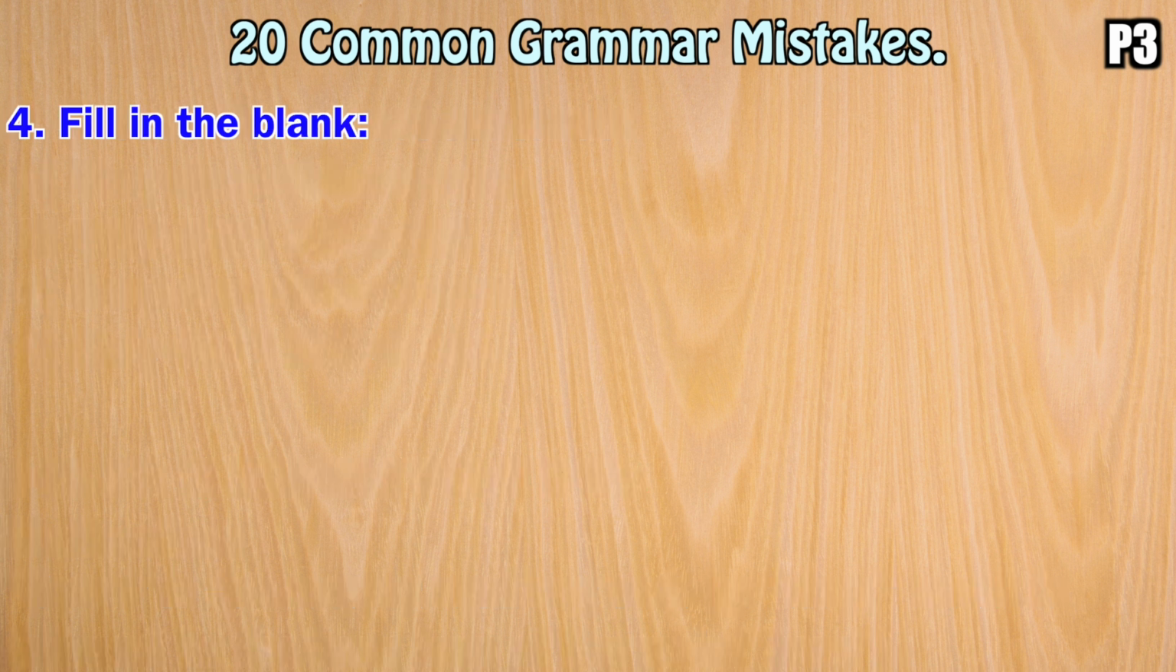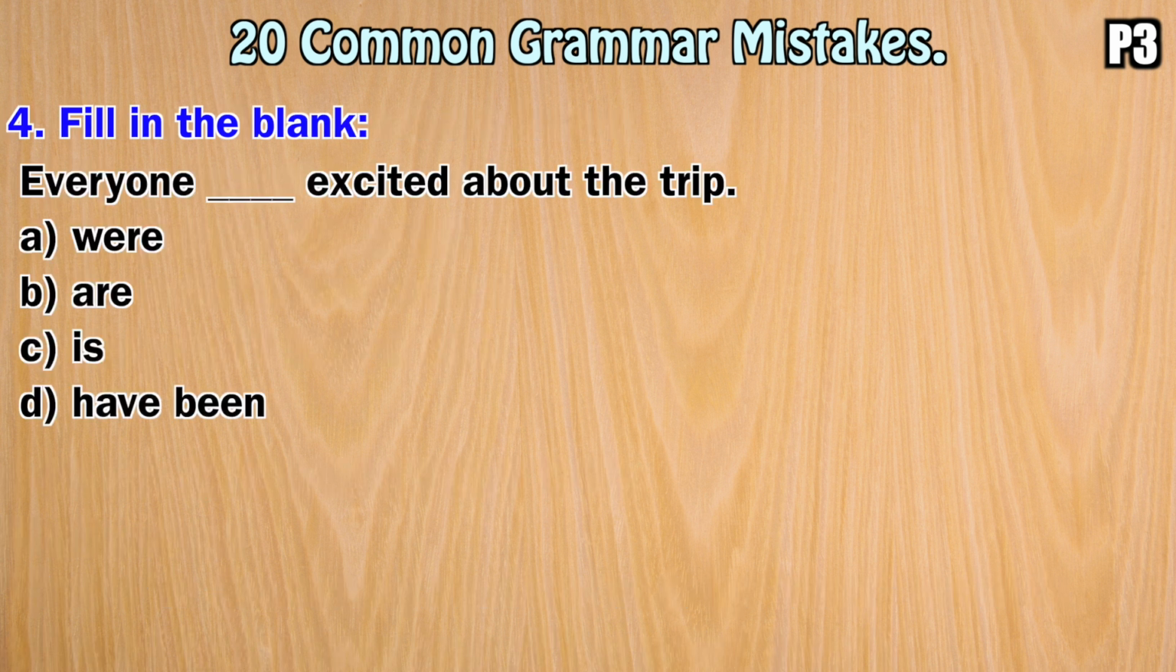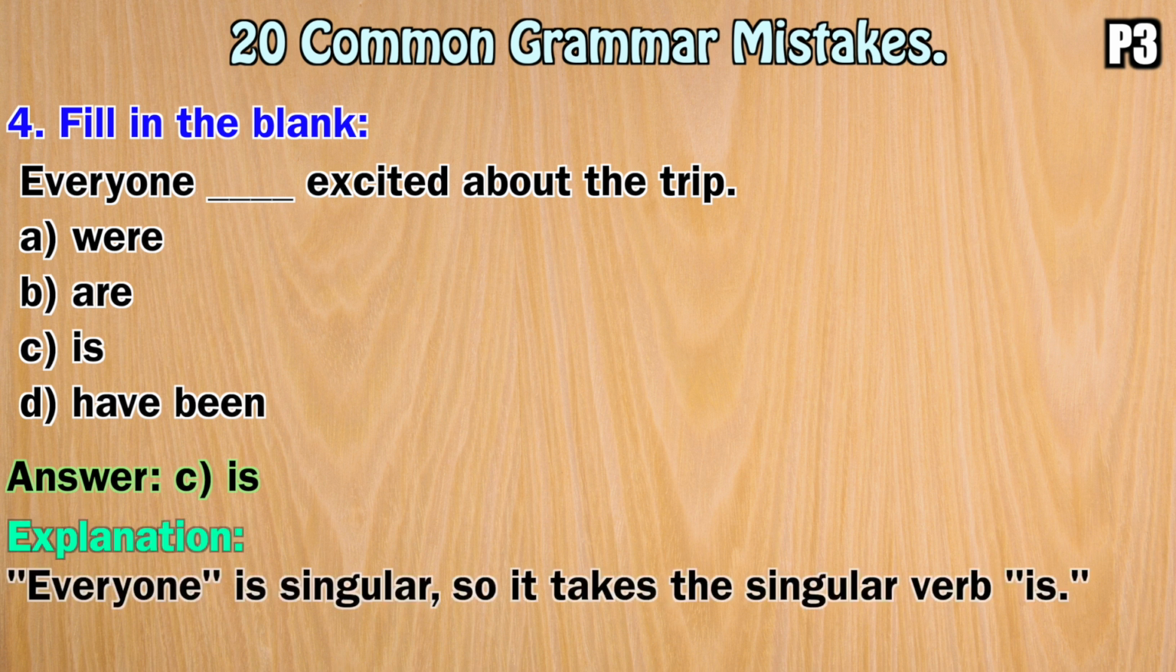4. Fill in the blank. Everyone, excited about the trip. A. Were. B. Are. C. Is. D. Have been. Answer. C. Is. Explanation. Everyone is singular, so it takes the singular verb is.